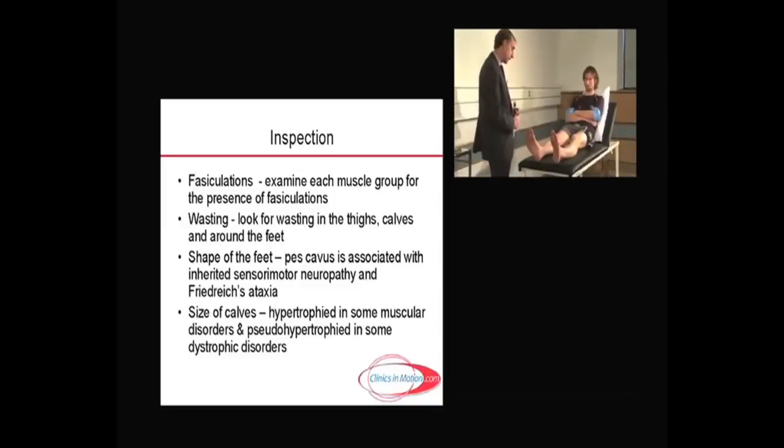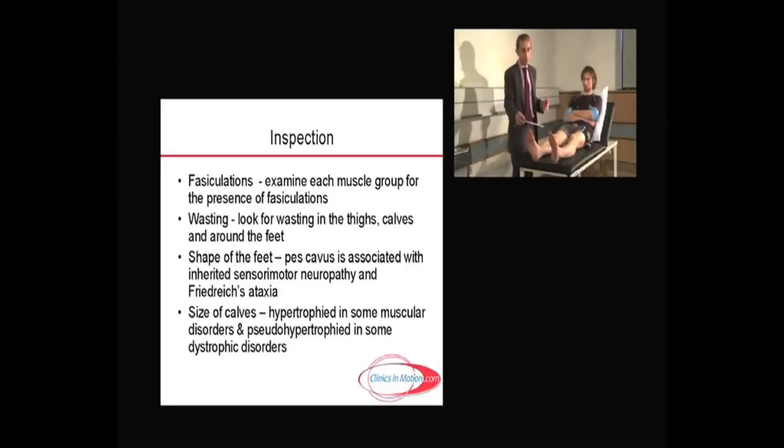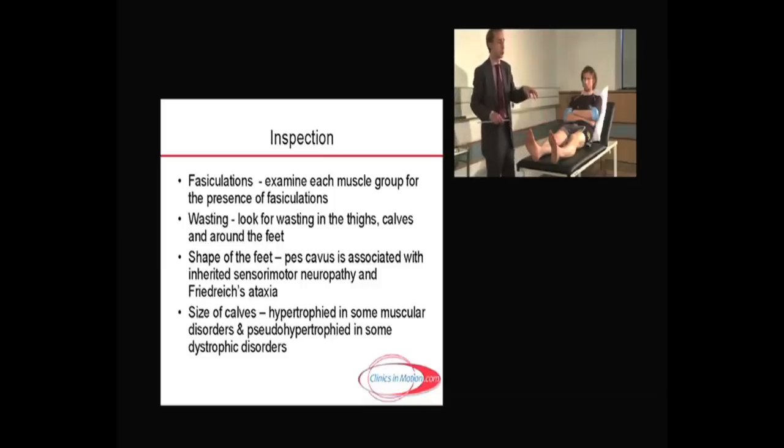And I might step back a little bit to look for wasting at the thigh muscles, around the calves, and then around the feet. I look for the shape as well, looking for pes cavus, which can be seen in hereditary sensory motor neuropathy and in Friedreich's ataxia. Should look at the calves a little bit as well, which can be hypertrophic in some muscular disorders and pseudo-hypertrophic in some dystrophic disorders.